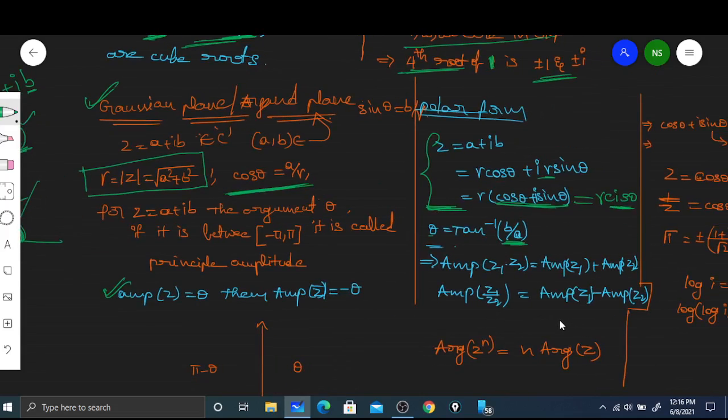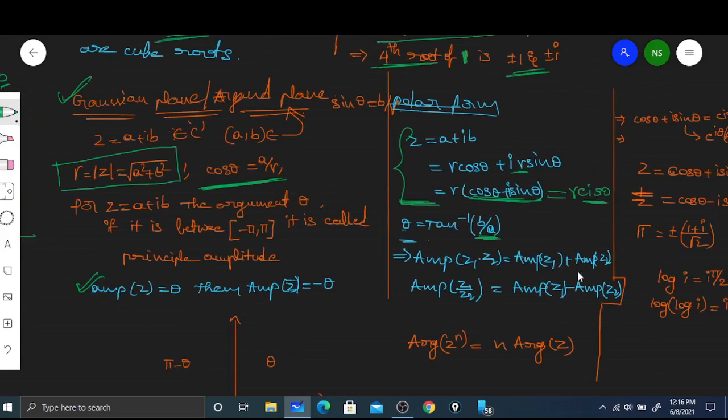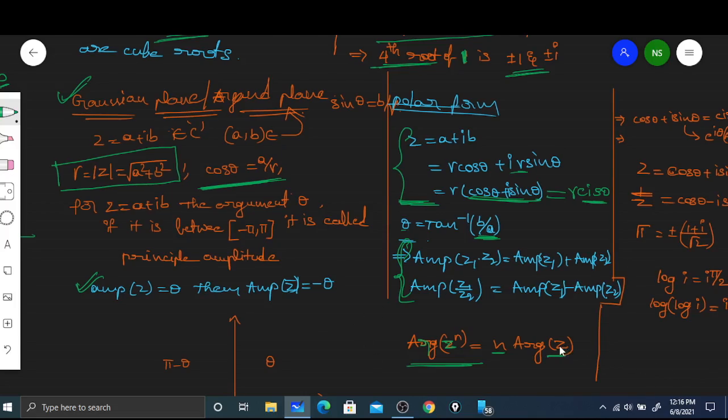And the amplitude of z1 z2 is amplitude of z1 plus amplitude of z2, like log ab is log a plus log b, and log a by b is log a minus log b. They are in the same pattern. Argument or amplitude of z power n: some places you may see argument or amplitude, both are synonyms only. Argument of z power n is nothing but n into argument of z. Those things you can see.